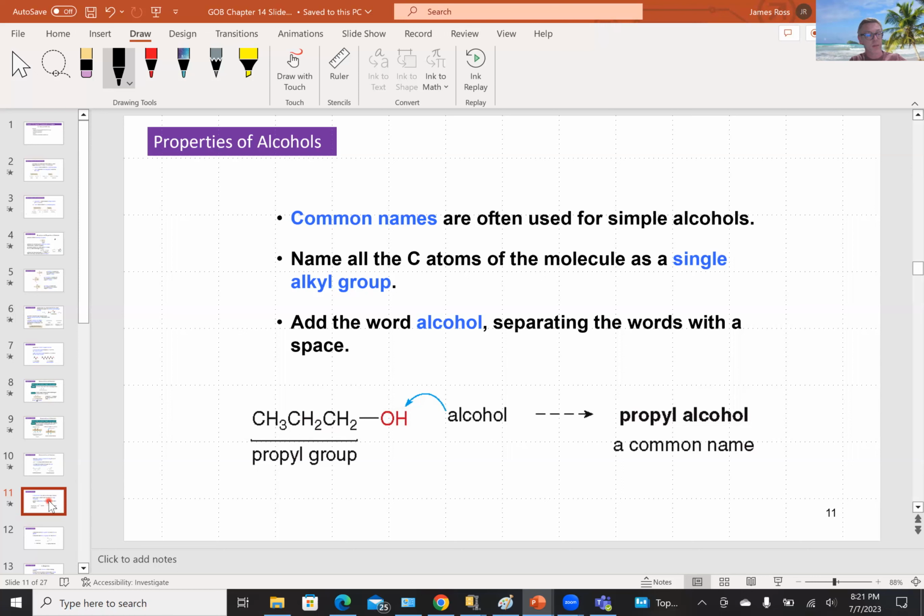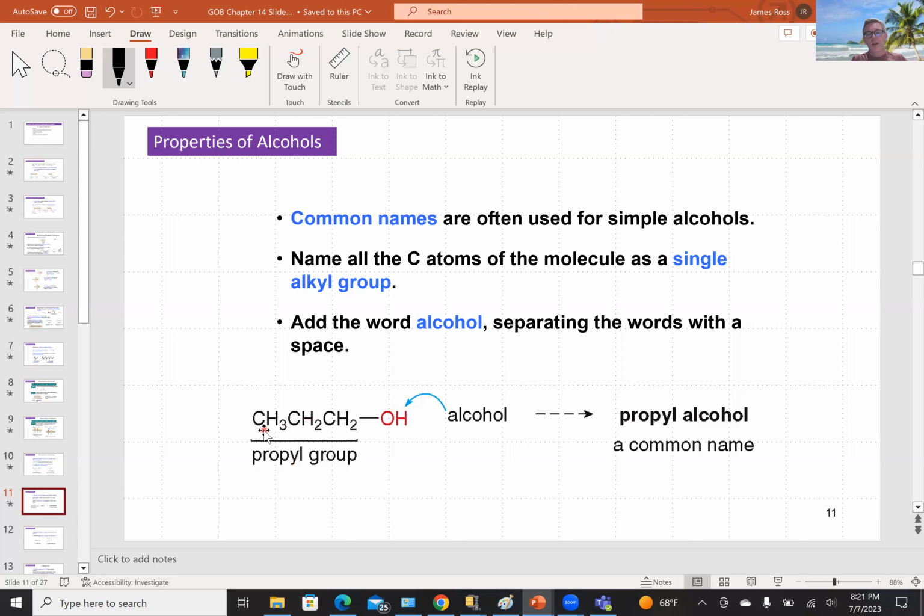That will slowly become obsolete as people retire and books get rewritten, and students that learned the IUPAC names become professors themselves and write their own textbooks. So it's a generational thing, but for now, you will still see names like methyl alcohol and ethyl alcohol. So this would be known as a common name or an older name.